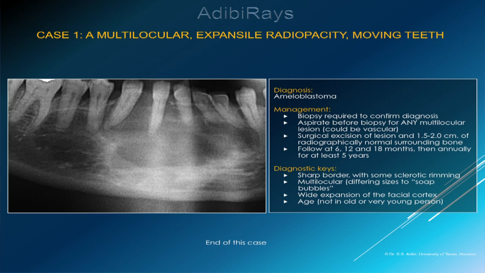Key diagnostic points to select ameloblastoma in this case were the sharp border with sclerotic rimming, being multilocular with differing sizes in soap bubble appearance, expansion to the facial plane, and the patient being of middle age.